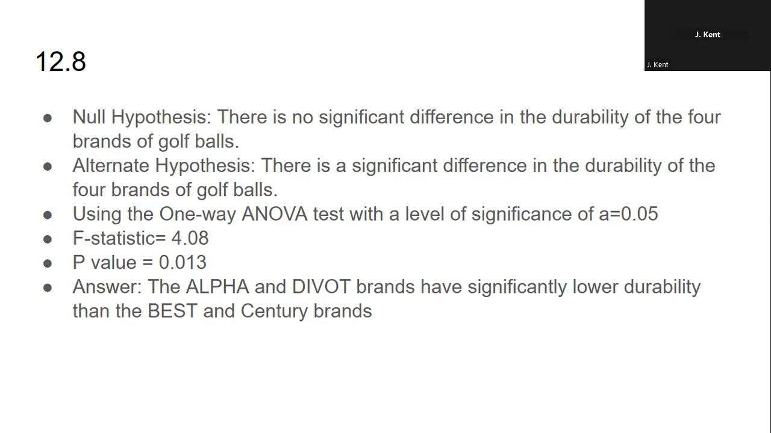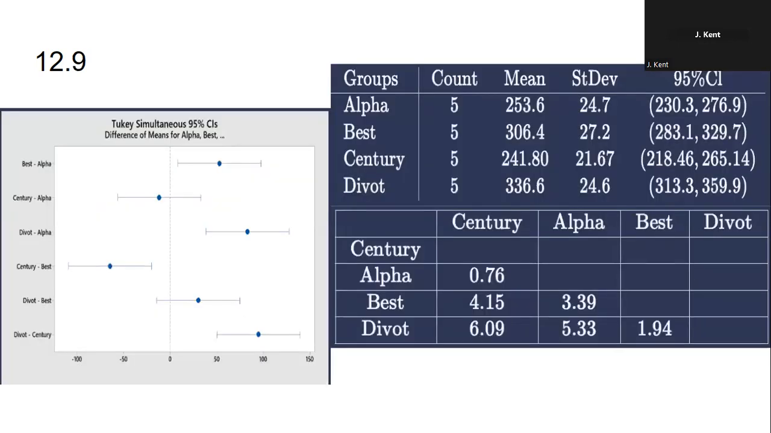After doing the math, we found that the F statistic is 4.08 and the p-value is 0.013. We came to the decision that the Alpha and Divot brands have significantly lower durability than the Best and Century brands. That's 12.9. 12.9 basically asks us to draw everything out.